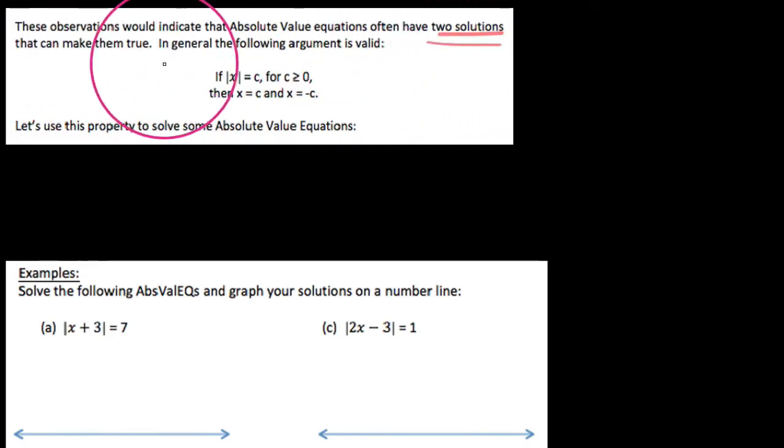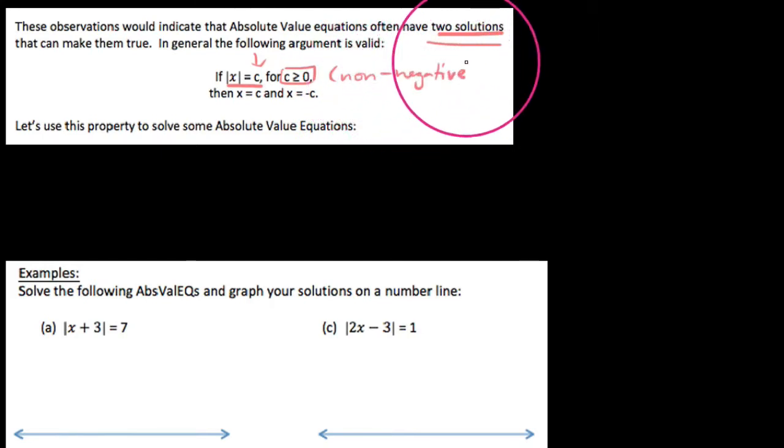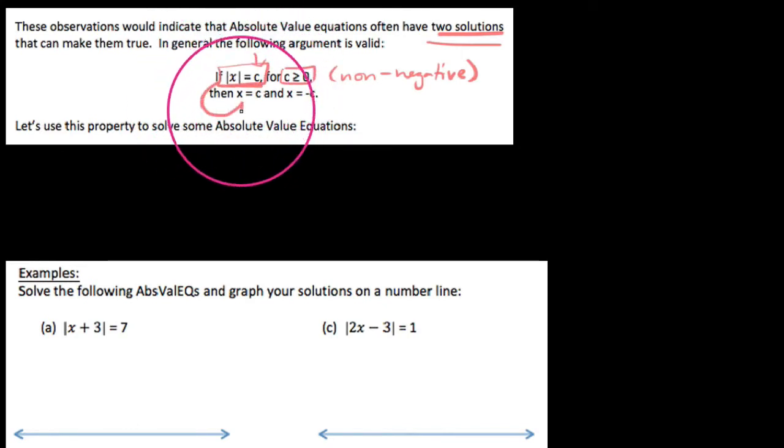Often can have one, it would have to be 0, but they can make them true. And we say this following argument is valid. So we say if the absolute value equals C, okay, and I want to make an argument about C. We're saying C is basically non-negative. That's what this statement is making. But C is some number that is not negative that the absolute value of this equals. Well, then we say, if that's the case, then this statement, basically a formal way of saying it can be rewritten two ways.